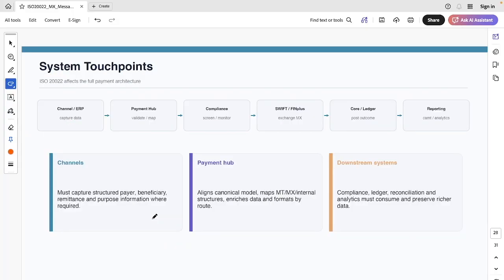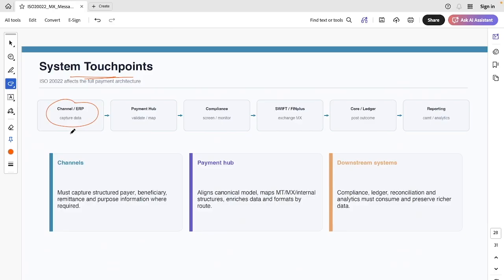Now let us look at where ISO 20022 touches the system architecture. ISO 20022 is not just a gateway change; it affects the full payment architecture. If a project treats it only as a message conversion exercise at the edge, it may miss the real value and create hidden defects. So, starting with a channel or the ERP system, they must capture the right data.